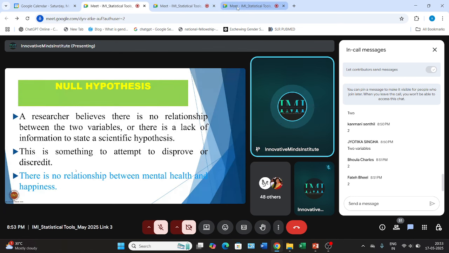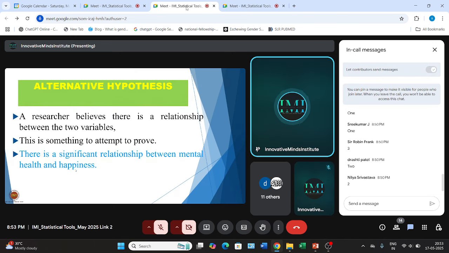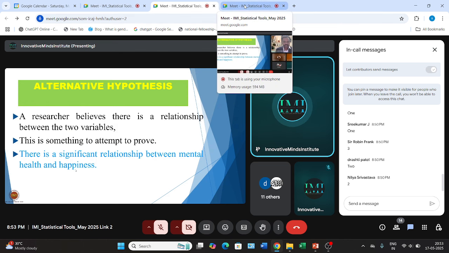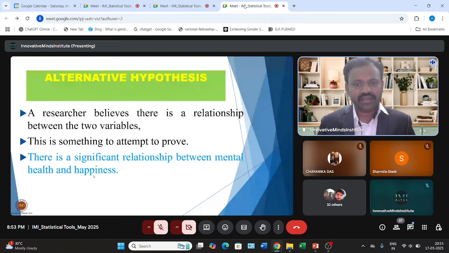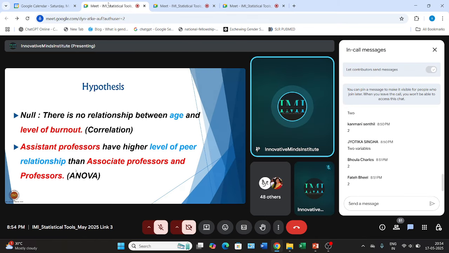Maybe this might be different from your domain, so it might be difficult to understand. In your domain also, you can create hypotheses like this, the way of writing hypotheses. There is a significant relationship between mental health and happiness, two variables. Check the first hypothesis: there is no relationship between age and burnout. Age is one variable, burnout is another variable. There are two variables. Go ahead with the next one.